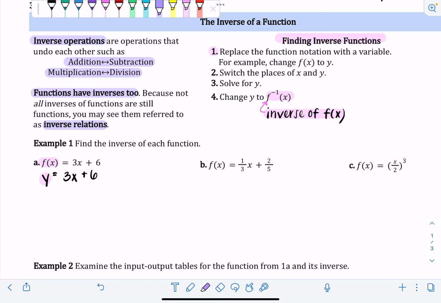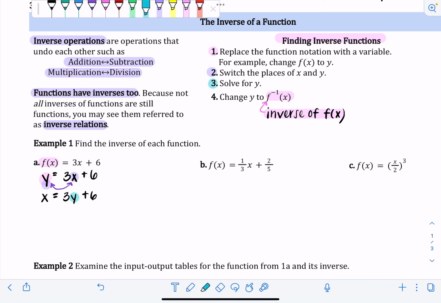And then step 2, switch the places of x and y. So that means y is right here, x is right here. We're just going to swap them. Everything else stays the same. We just switch the location of x and y. So then that would become, instead of y equals, it would be x equals 3y plus 6. And then step 3 is solve for y.